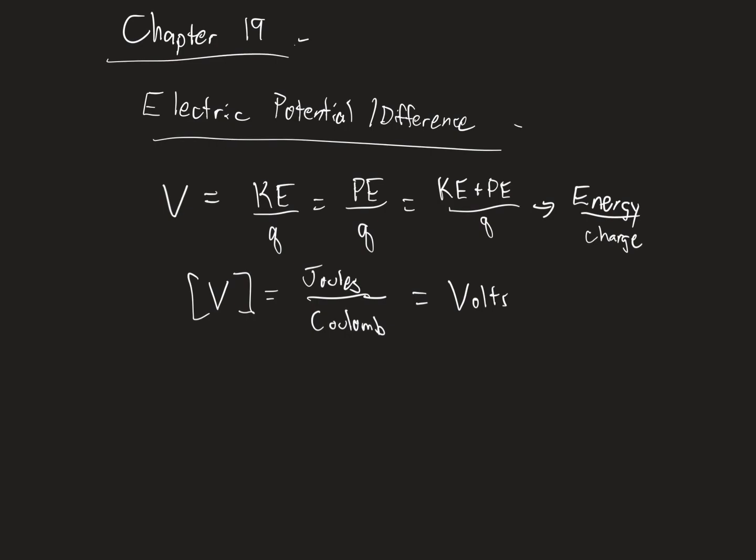And in electricity, we don't always use joules for energy. We use a different unit, something called 1 electron volt. 1 electron volt is 1.6 times 10 to the negative 19 joules. So that's a more common unit of electrical energy. Okay, so there's electric potential. That's what it physically is. It's energy over charge. And there are different ways that we can set up an electric potential.